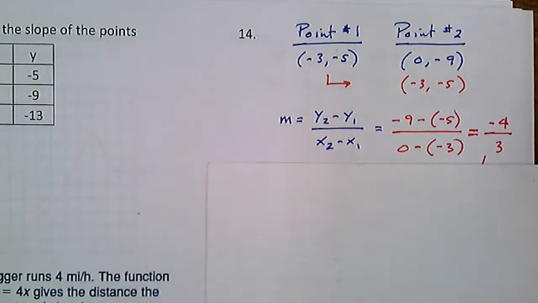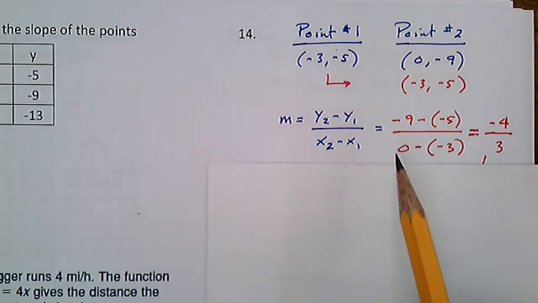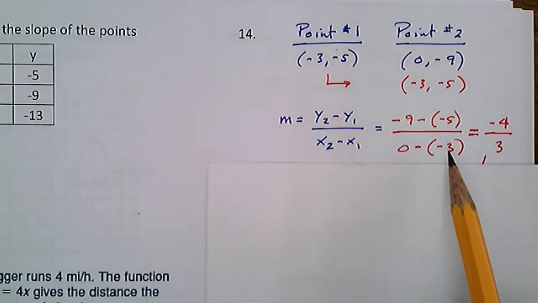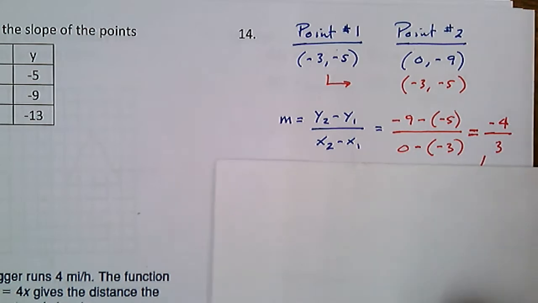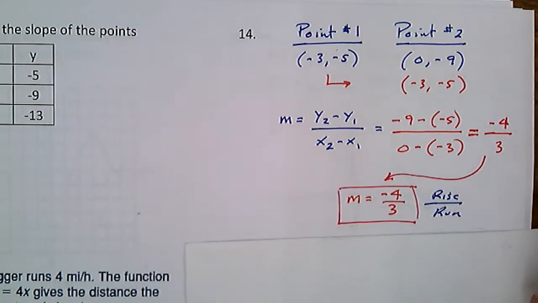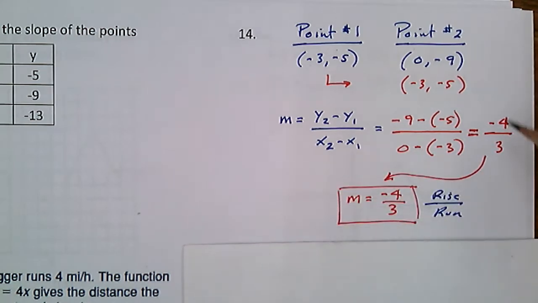So negative 4. And then I'm going to do 0 minus negative 3. Those change to positive. So 0 plus 3 makes 3. So this is my rise. That's my run. And if I come over here, there's my answer. I can't simplify anything else. So the slope, m, is negative 4 over 3. That's my rise over my run.